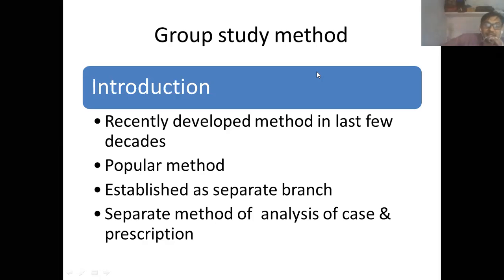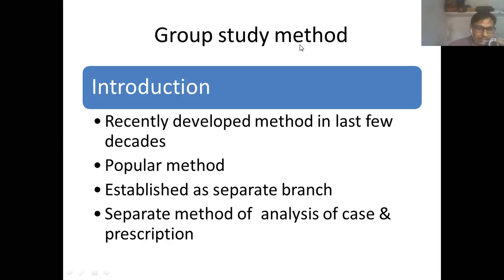It has gained that much popularity that it has become a separate branch to study homeopathic mathematics. And even nowadays, in the last 10 or 15 years, it has become one of the important methods of analysis of case. And there are some stalwarts who advise that whatever prescription you are making, your case must be analyzed from this angle of group study method.